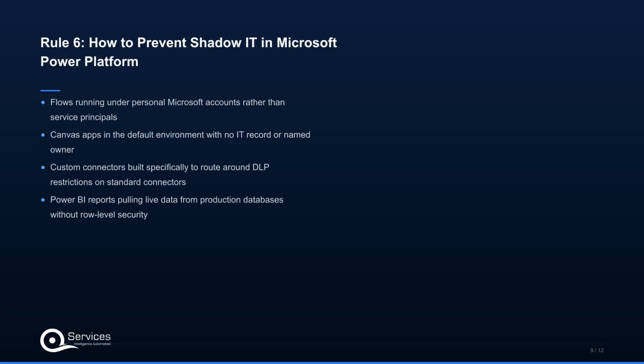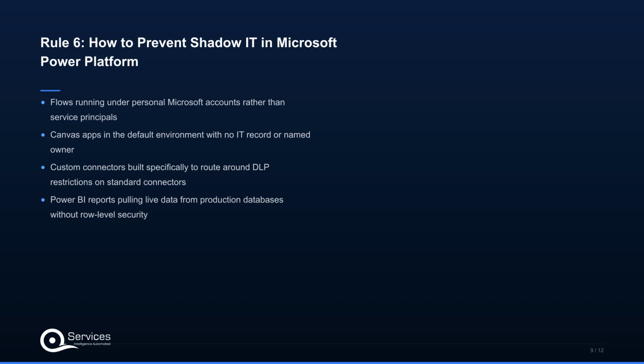Now, moving on to Rule 6, how to prevent shadow IT in Microsoft Power Platform. Shadow IT in Power Platform is structurally different from traditional shadow IT. No one is secretly subscribing to a SaaS tool. Business users are building flows and apps with tools they have legitimate access to, connecting systems in ways that bypass security review, and storing data in places IT can't see. The tools are sanctioned. The integrations are not.